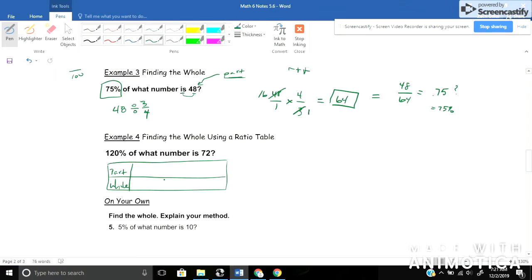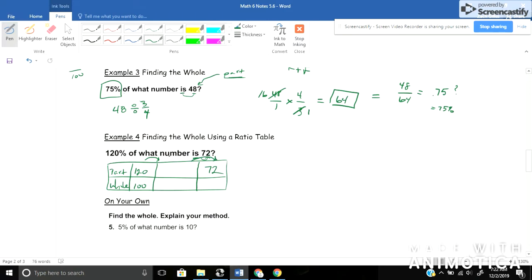and we start with 120%. Well, that as a fraction is 120 over 100. And what I'm trying to get to is, in the end, I need my part, remember "is" comes before it, I need my part to be 72. Okay. Well, are there numbers that are compatible that I can go from 120 to a certain number and then go from that number to 72?